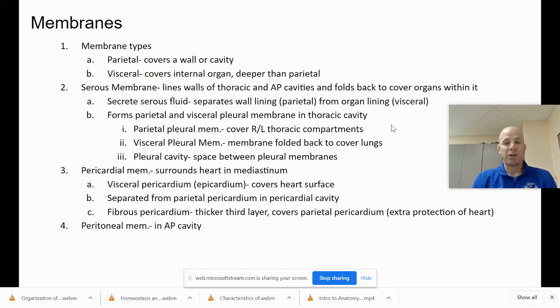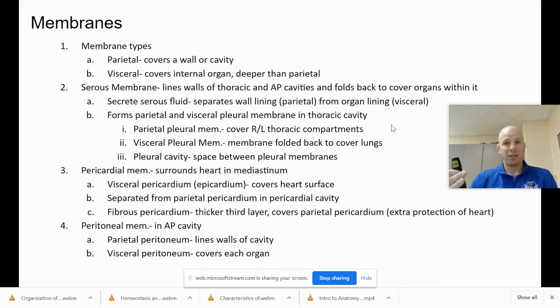Then last, we have the peritoneal membrane. Peritoneal membranes are going to be in the abdominopelvic cavity. The parietal peritoneum lines the walls of the abdominopelvic cavity, and the visceral peritoneum covers each organ. So if I said, what is the membrane that surrounds the stomach, you would say, that's the visceral peritoneum. Visceral meaning organ, peritoneum is the membrane within the abdominopelvic cavity.